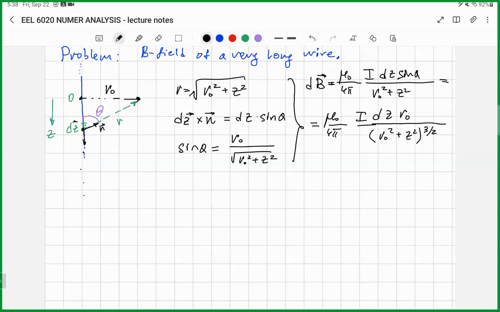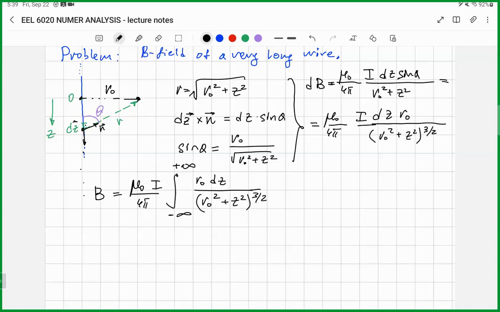In order to get the final contribution from all the current elements, I need to integrate this formula, and as a result I will get the total B field. In our case it will be the scalar B field. Mu zero is a constant, 4 pi is a constant, the current is a constant too, and the integration goes from minus infinity to plus infinity, since we assume the wire is infinitely long. What we have left is r0 dz over r0 squared plus z squared to the three halves.